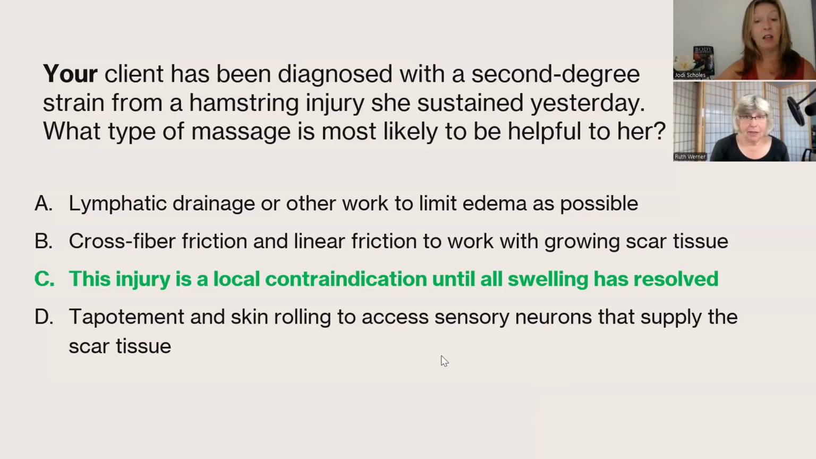And Naomi, you got the very reason I'm going to stand by that. Until all swelling has resolved means you're not going to see her until the scar tissue is already gnarly and constricted and in the way. The best possible scenario is that you get your hands on it in a couple of weeks. Truthfully, I should have included an answer that says delay for a couple of weeks until she's no longer acute.